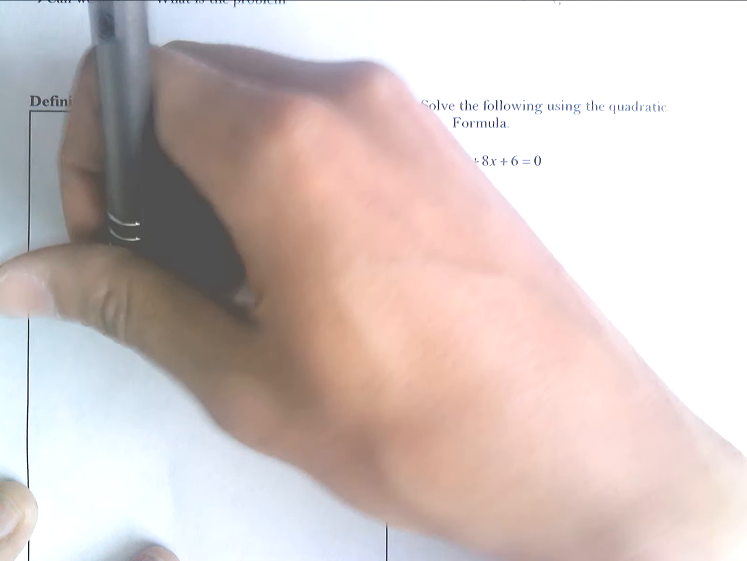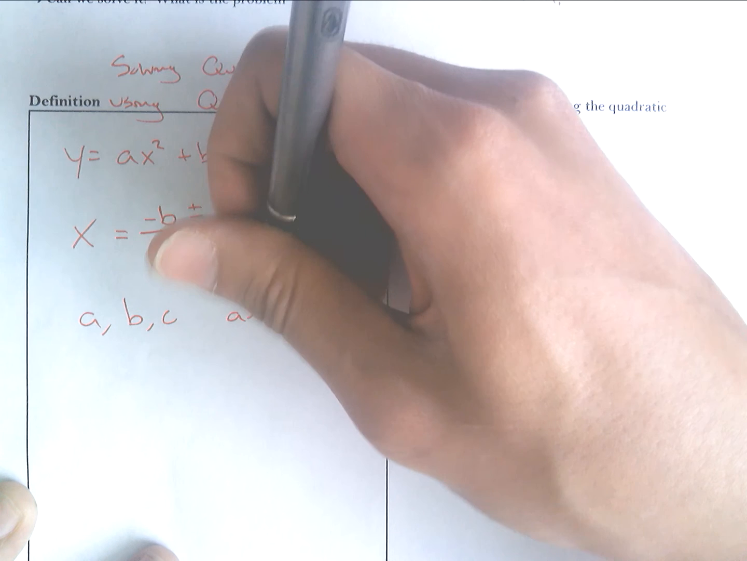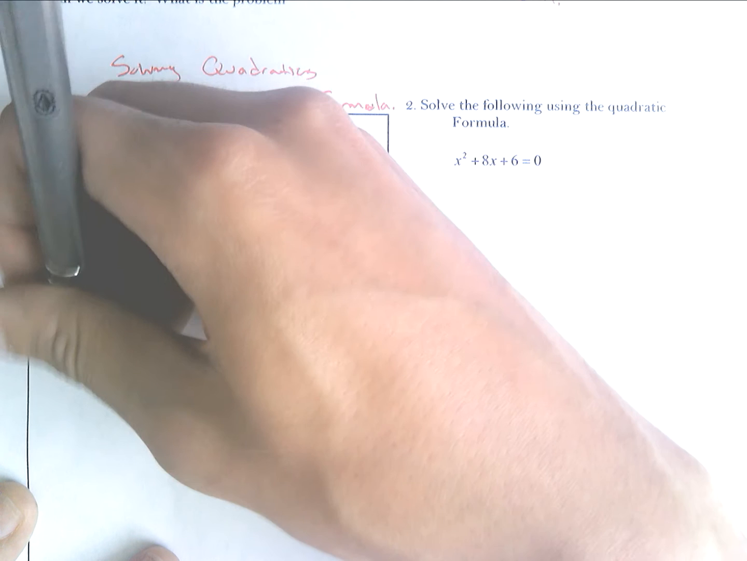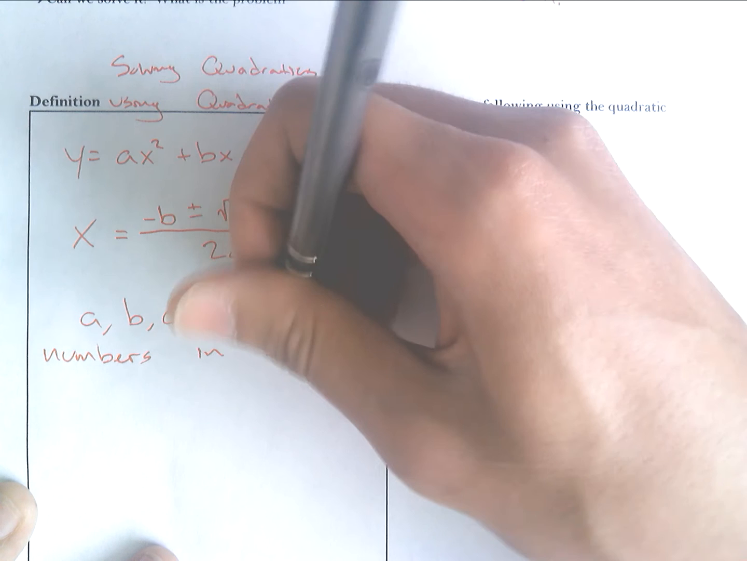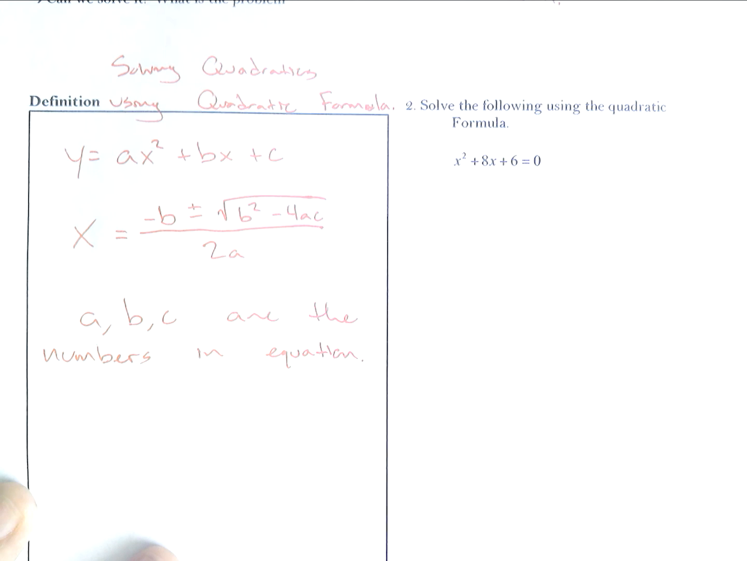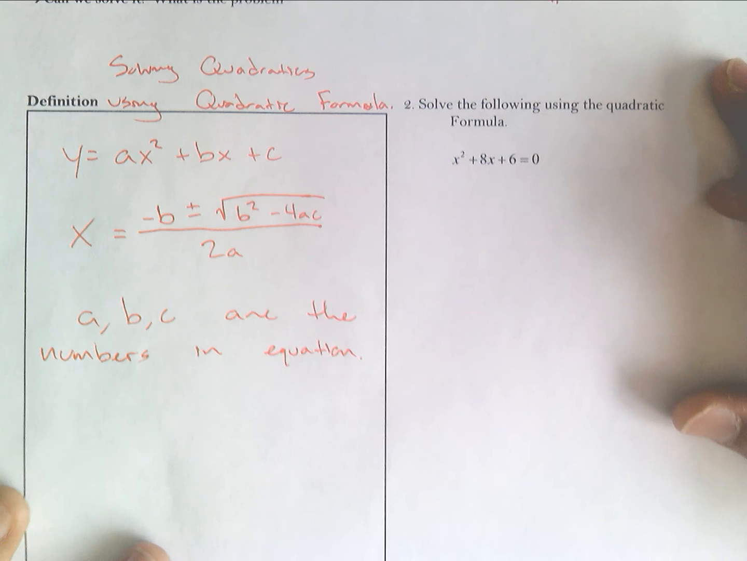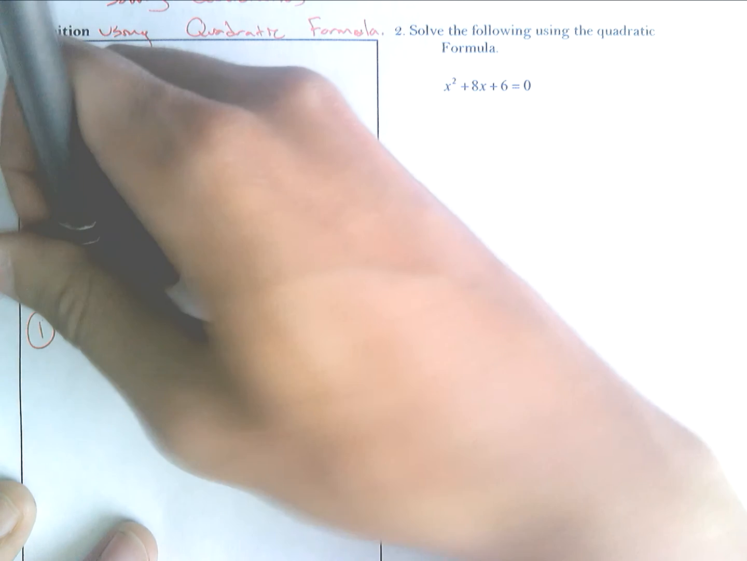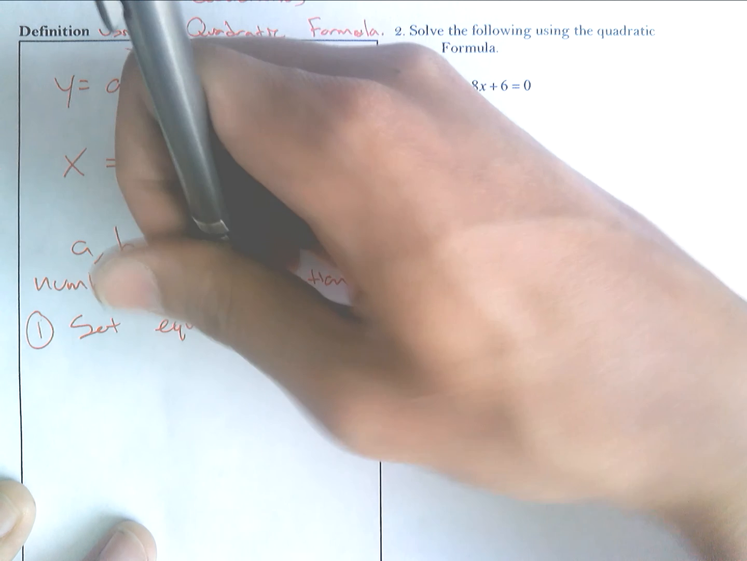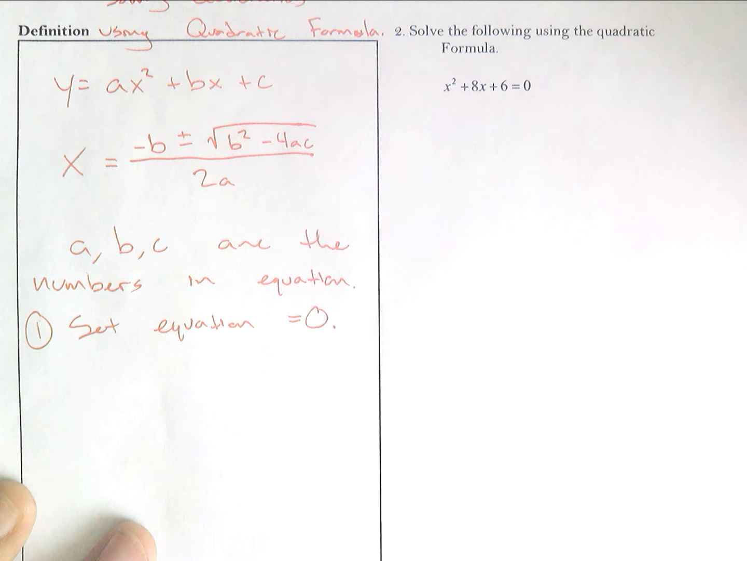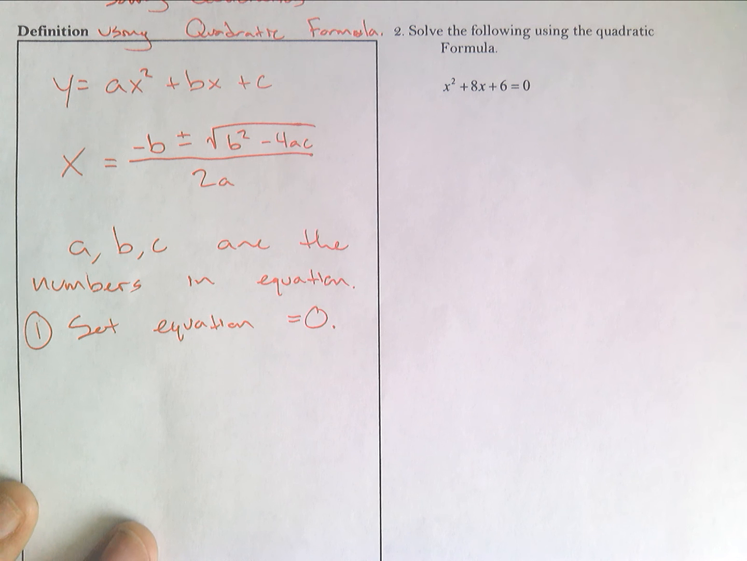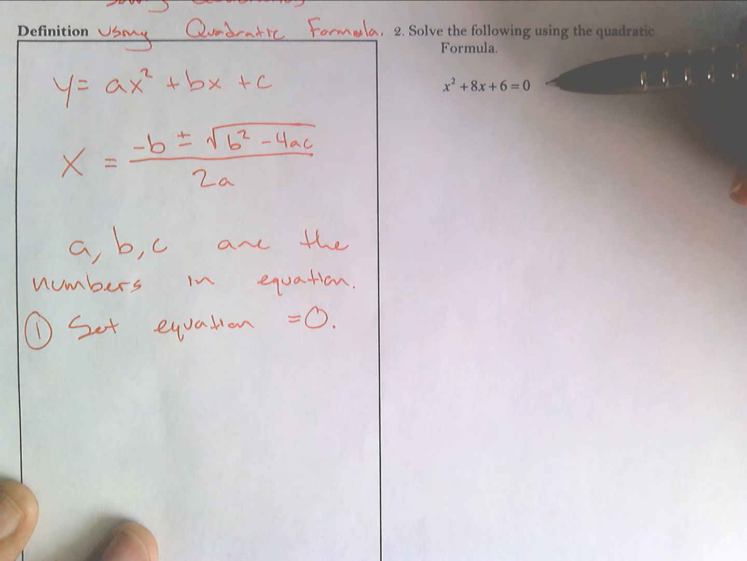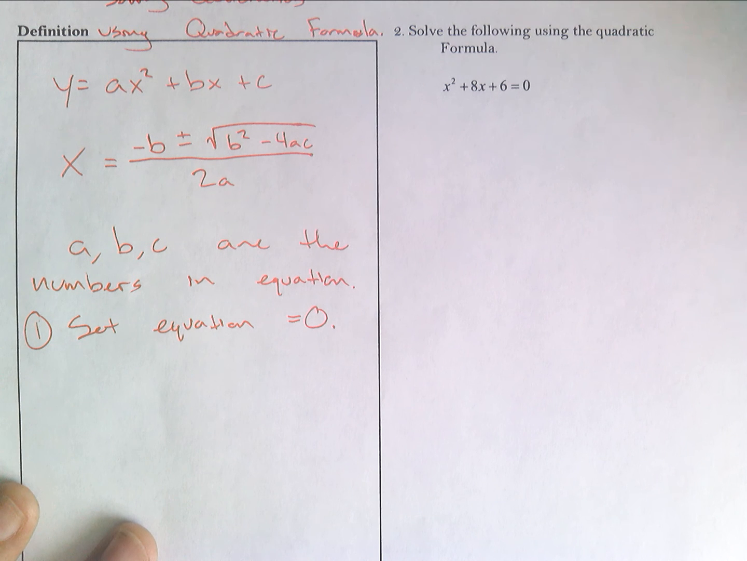As a reminder, a, b, and c in this formula are just the numbers in the equation. All right, so let's take a look at the steps we use to follow this. The first thing we have to do is set the equation equal to 0. You always have to, before using the quadratic formula, set the equation equal to 0. Looking at this example, it's already equal to 0, so we're good there. We don't have to move any terms around or manipulate it in any way.